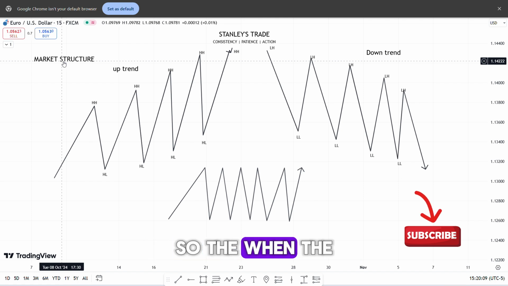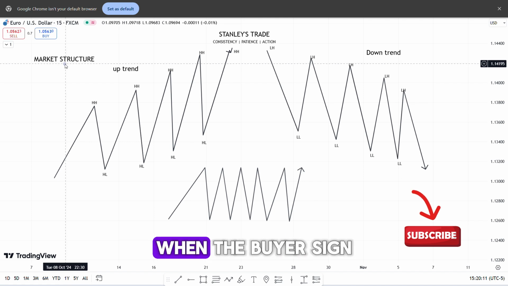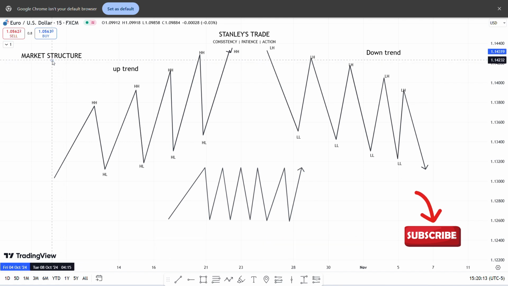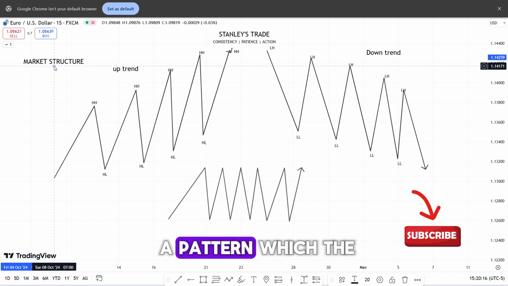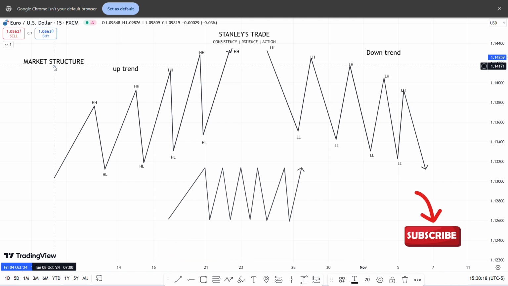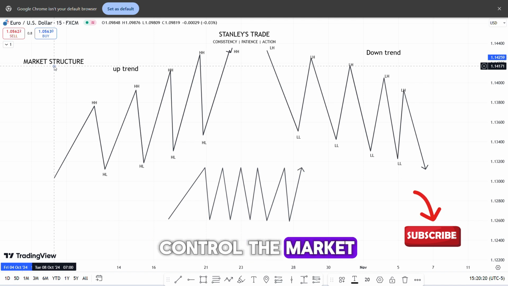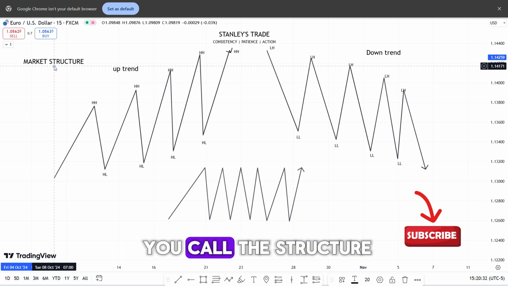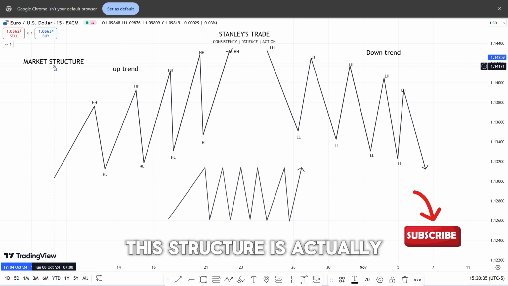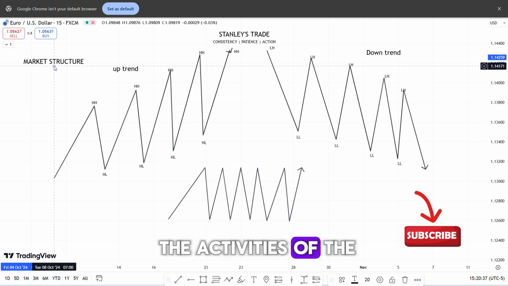So when the buyers are in control of the market, there is still a pattern which the market follows. When the sellers are in control of the market, there is a pattern that the market follows. When the buyers and sellers are struggling to take control of the market, there's still a pattern that the market forms. So this is what we call the structure. This structure is actually the activities of the buyers and sellers in the market.